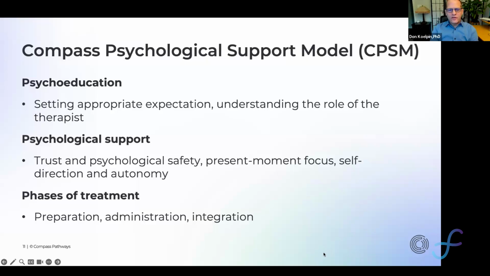And when you look at what do you want to get out of the psychological support, and maybe you can go ahead and pull up that first slide. Yeah, that's great.